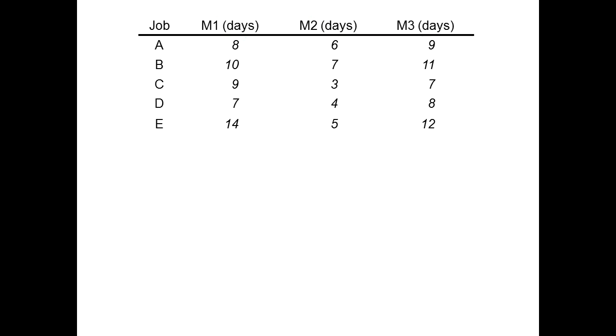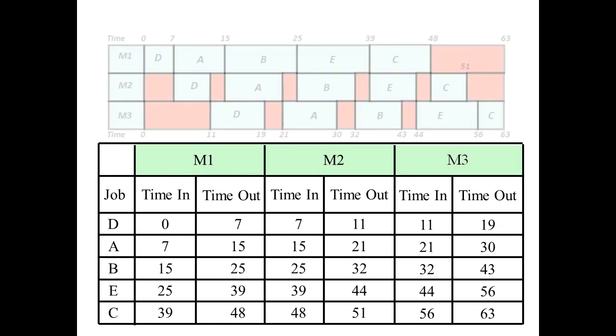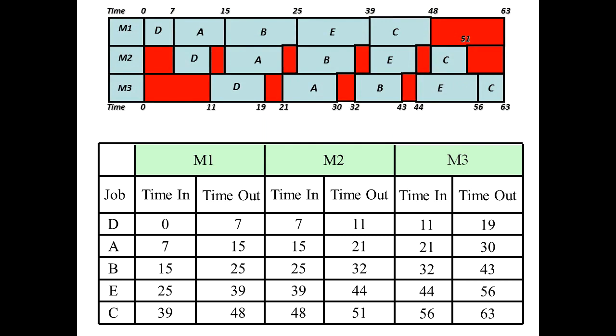Using the new job sequence, construct the activities table on work center 1, work center 2, and work center 3. Construct a Gantt chart showing activities on all work centers, and identify the completion time and idle time.